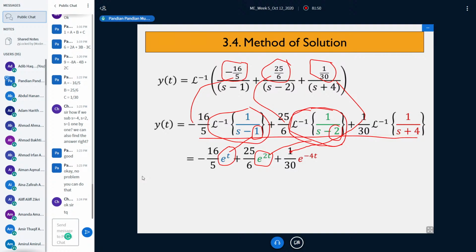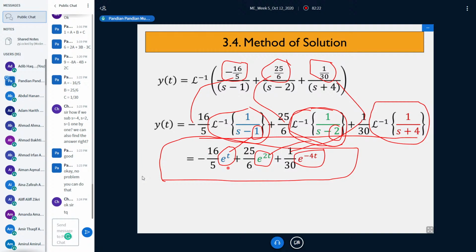Plus 1 over 30, inverse Laplace of 1 over S plus 4. The whole thing, 1 over S plus 4. Again, inverse Laplace of 1 over S minus A equals e^(at). So I substitute A equals minus 4, so S plus 4 gives e power minus 4t. 1 over 30 is outside. So the final answer for y(t) is the whole thing: minus 16 over 5 e^t plus 25 over 6 e power 2t plus 1 over 30 e power minus 4t.